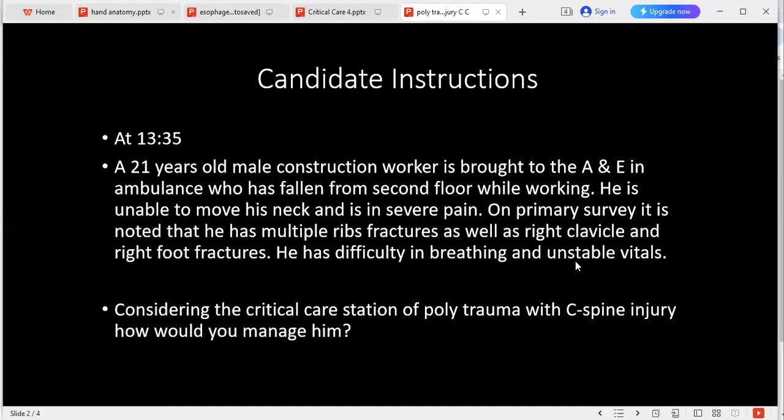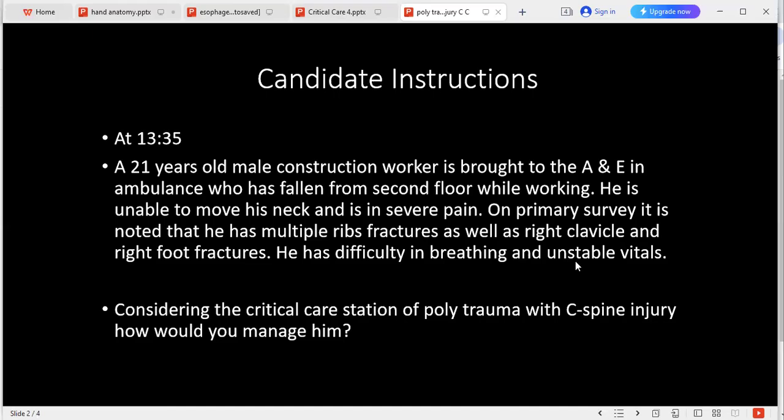Which organ injury is most likely to cause unstable vitals? Liver. Just suppose you do the primary survey and you find out that the patient has a liver tear. How would you manage that? First of all, I will manage the patient according to the ABC ATLS protocol, the ABCDE protocol. Then moving on to managing the liver tear, managing with the ABCD protocol.